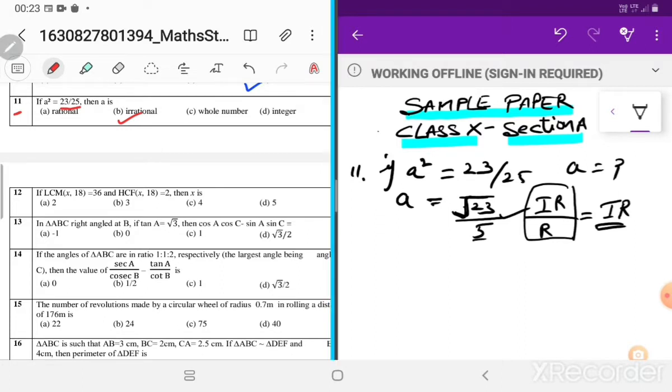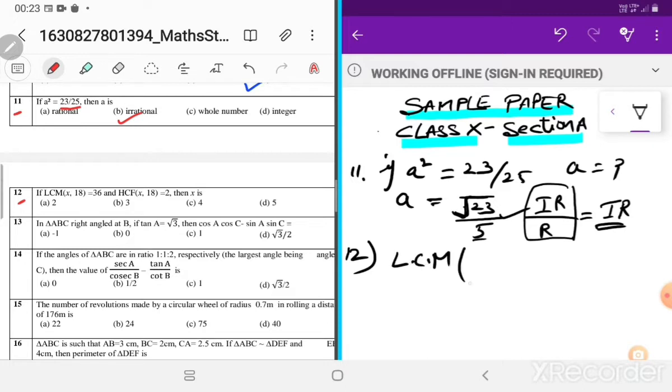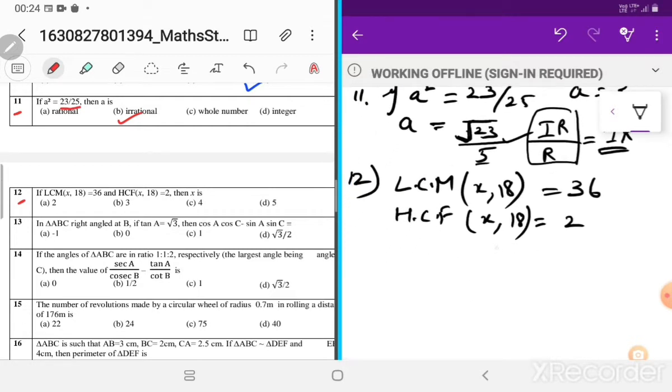Now in the 12th question we have: if the LCM of two numbers, x and 18, is 36, and the HCF of x and 18 is 2, then we have to find x. So we'll write the formula. What is the formula? LCM into HCF of two numbers is equal to the product of these two numbers, x and 18.